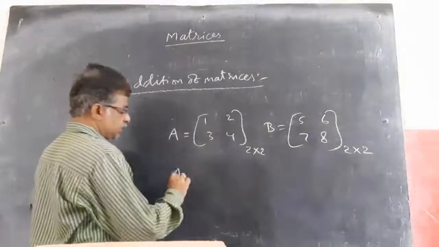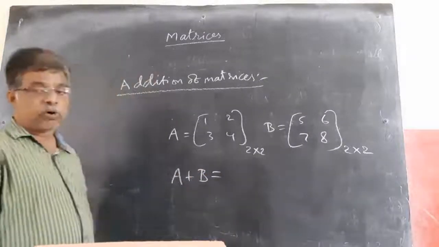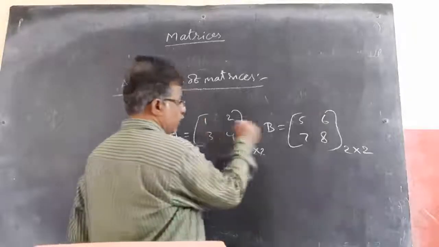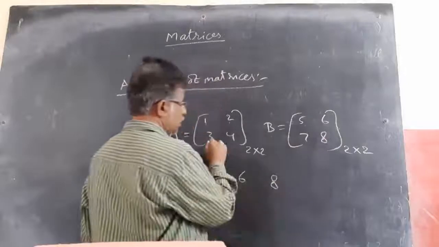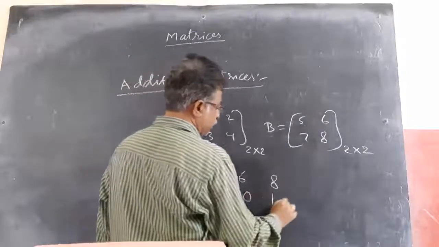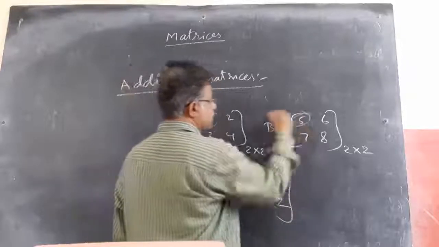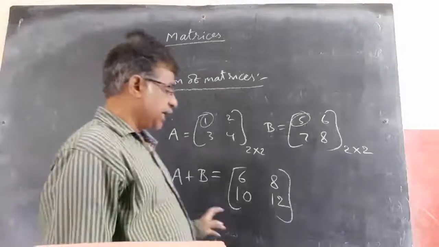If I am saying the sum of the two, A plus B, then this is the sum of their corresponding elements. That means 1 plus 5 is 6, 2 plus 6 is 8, 3 plus 7 is 10, 4 plus 8 is 12. Like this you need to add their corresponding elements. Then you will get A plus B.